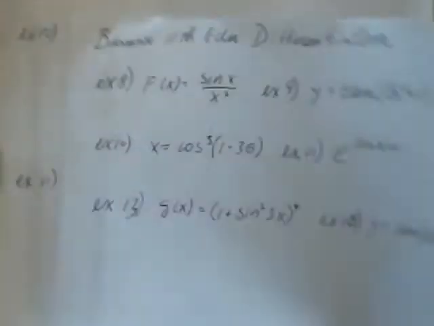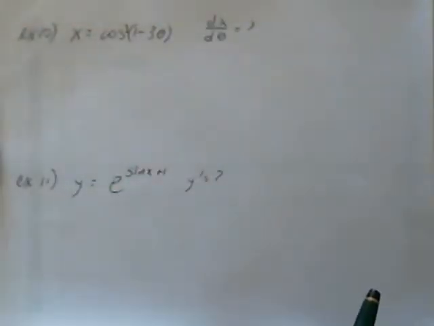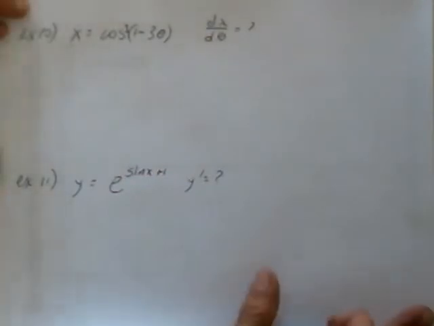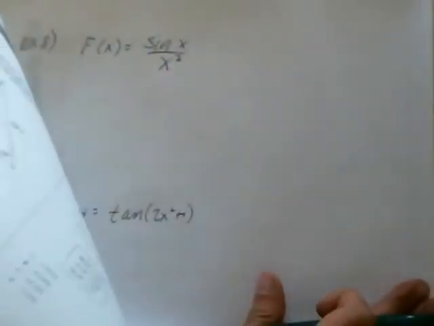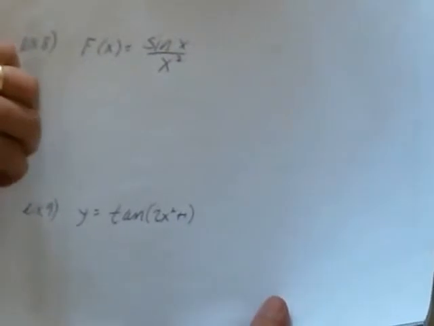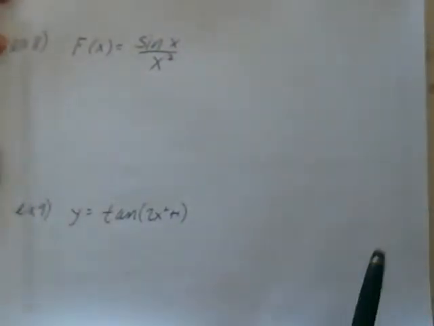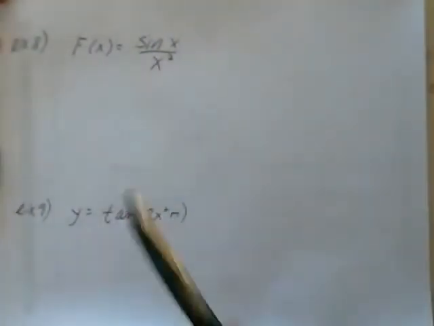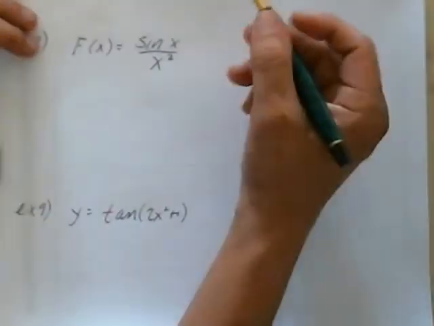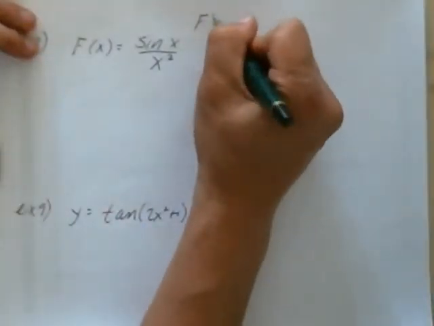So the first example is 8. I wrote it out for you. Example number 10. Oh shoot, where's example number 8? 10, 8, there it is right there. Misplaced it. So I thought I had it all in a row. Let's get started. Okay. So the function f of x is equal to sine of x over x squared. Let's try to take the derivative. What I'm looking for is f prime of x.